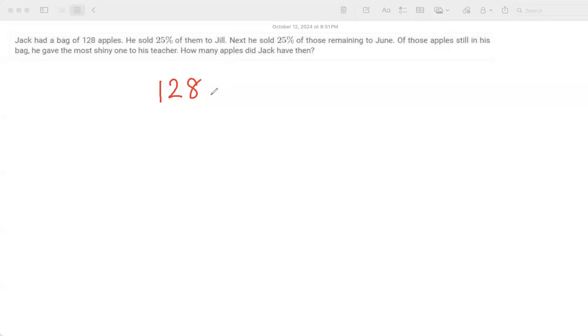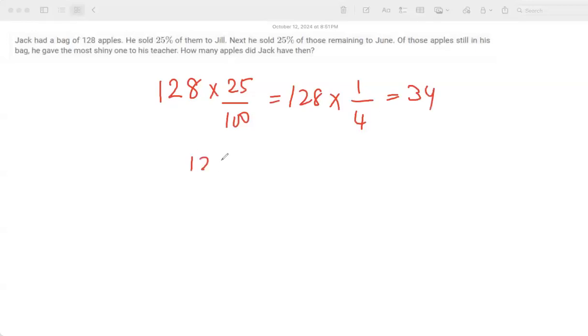Okay, so 25% of 128 is 1/4, which would be 32. So 128 minus 32 would be 96. And then we find 25% of 96. Miss Priya, you wrote that 128 times 1/4 equals 34. 25% of 96 equals 24. And then 96 minus 24 is 72.